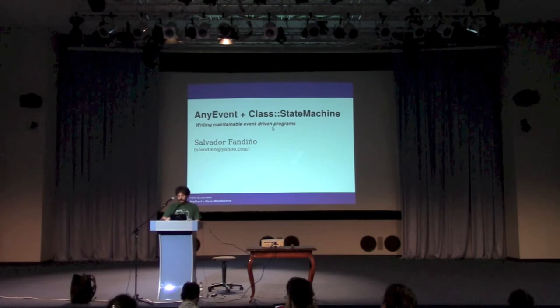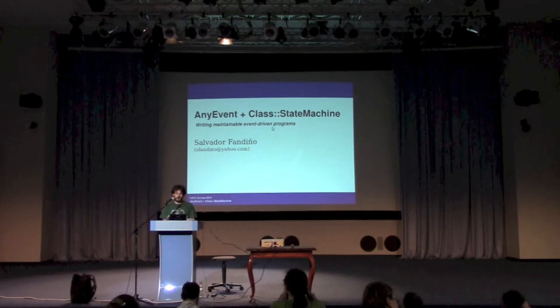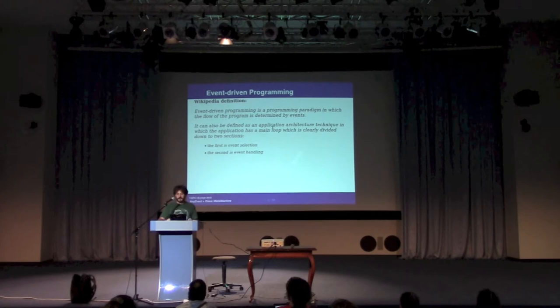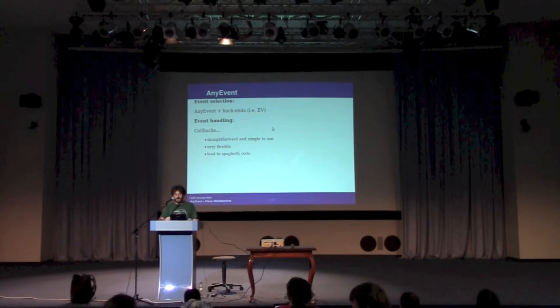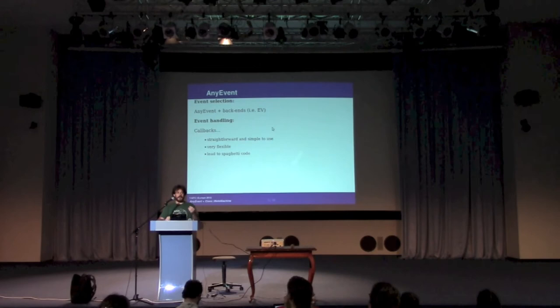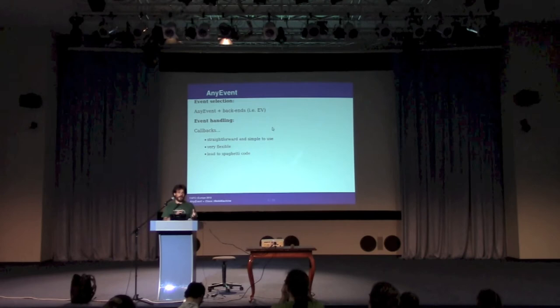Okay. I'm going to start from the more abstract part of the problem and then go to coding, which is more practical. So, event-driven programming. Well, this is the Wikipedia definition. I'm not going to go over it because I think everybody knows what event programming is. But mostly there are two parts. One, event selection. That's the main loop, the part of the code that looks for things happening and tells your code that something is happening. And then there is, when you know that something has happened, how to react to that. That's the event handling part.